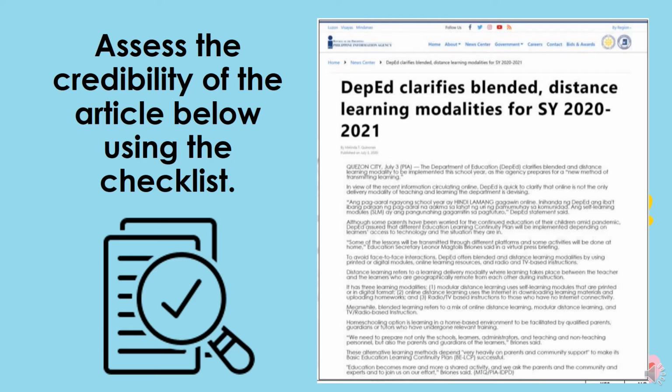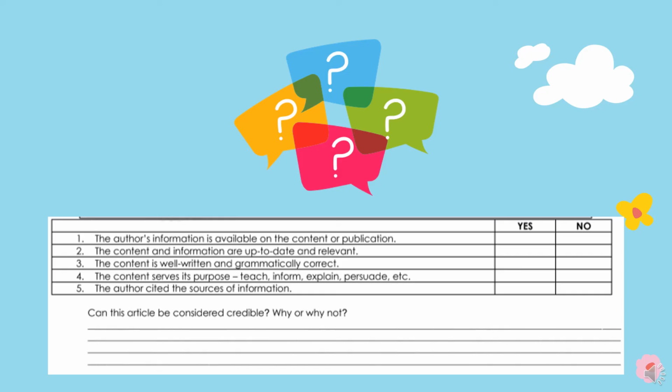So this time, let's try to assess the credibility of the article below using the checklist. Please read the article silently and observe the usage of words in the aspects that you need to follow, with the title, DepEd Clarifies Blended Distance Learning Modalities for School Year 2020-2021. So here are the questions. First, the author's information is available on the content or publication. Is it yes or no?